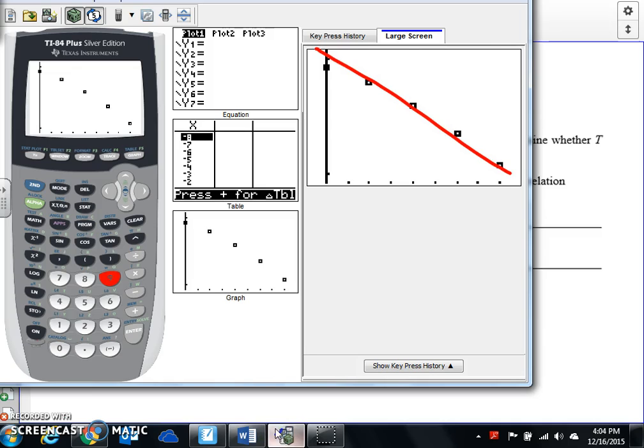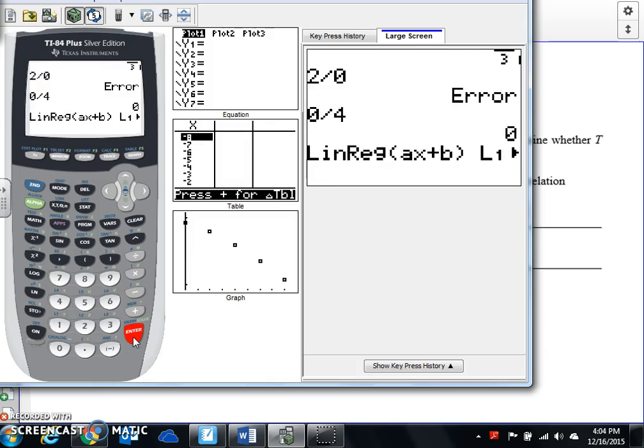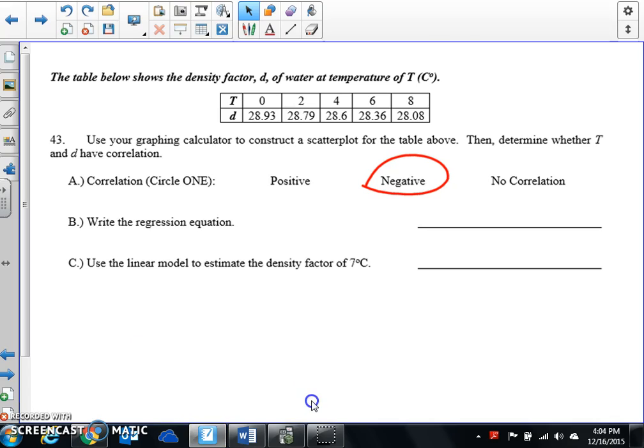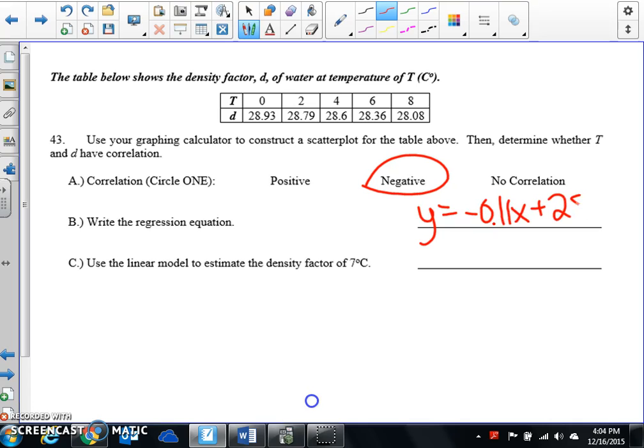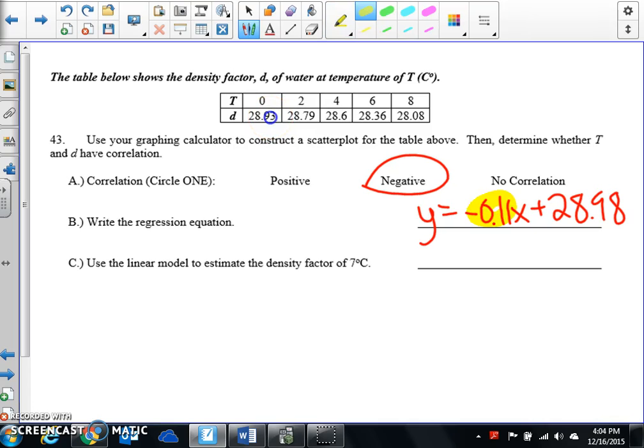Now, even if you forgot how to do that, when you write the linear regression equation, you should still be able to know, because I go stat, calc, 4, which is lin reg, enter, enter, enter, enter, enter. Okay, so this would be y is equal to negative 0.11x plus 28.98. So once again, if you forgot how to graph it, couldn't you just see that the slope is negative? Therefore, the correlation has to be negative as well.